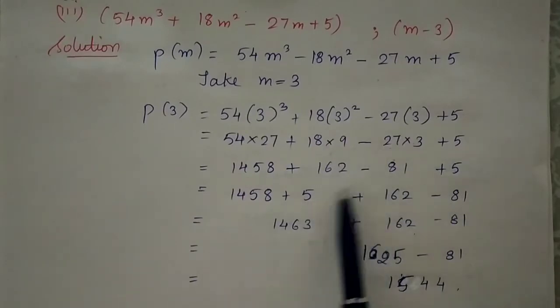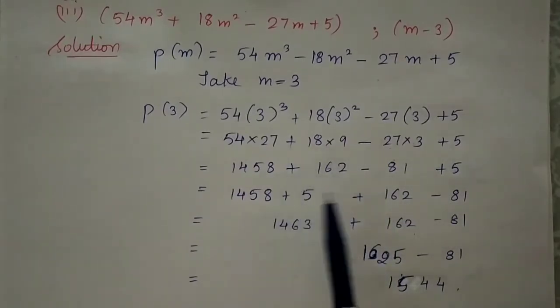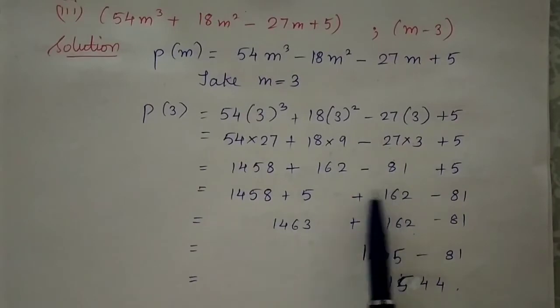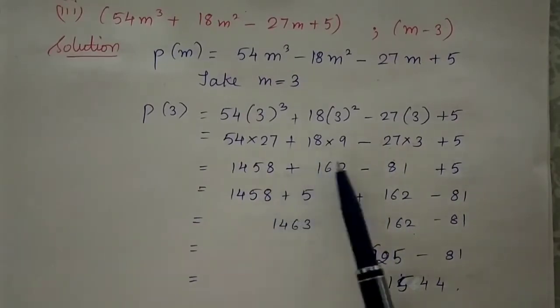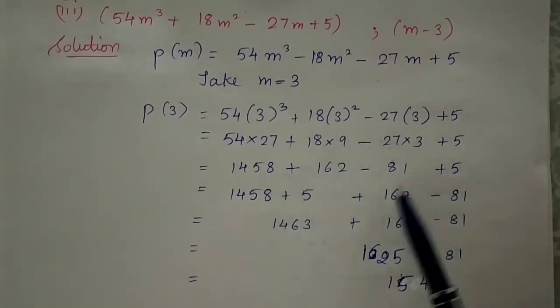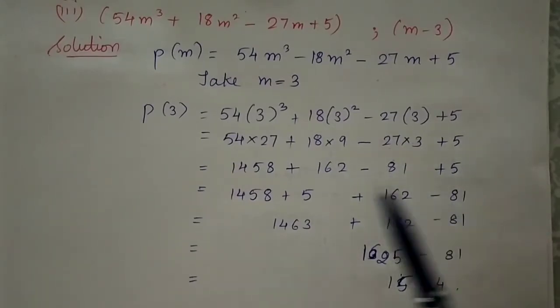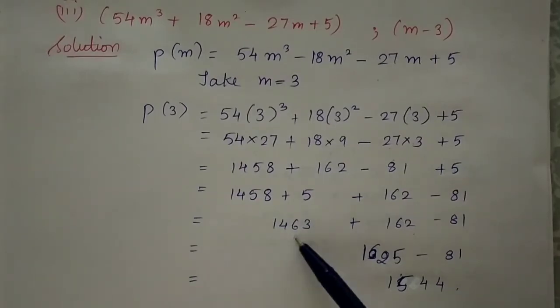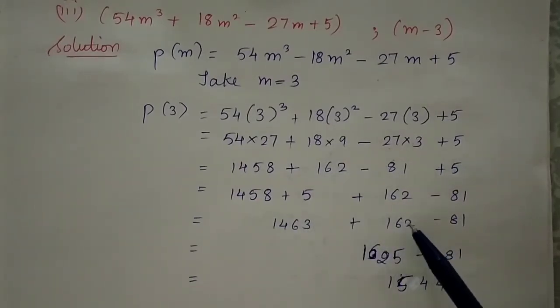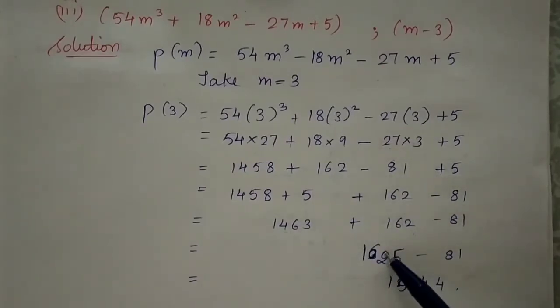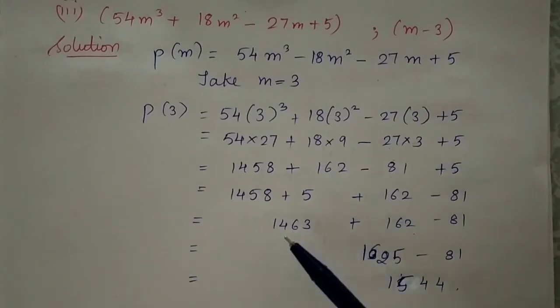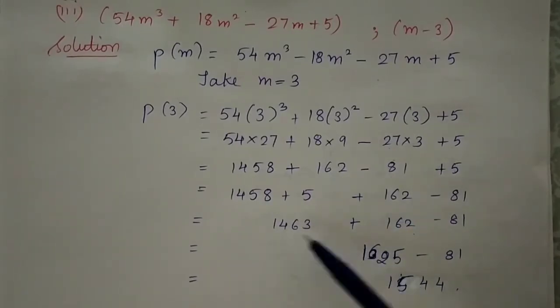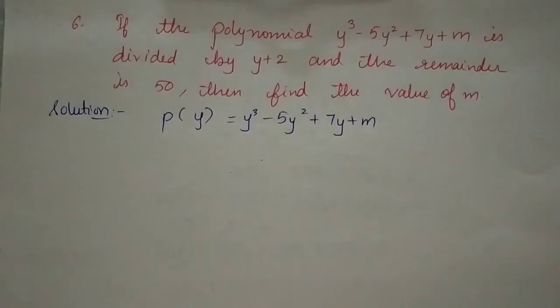I've rearranged it, but it's not necessary. 1458 plus 162 plus 5, and you write down minus 81. So when you solve this, 1458 plus 5 is 1463, and then you add to this 162. 3 plus 2 will give you 5, 6 plus 6 will give you 12, 1 is carried, 1 plus 1 will be 2, and 4 plus 2 will be 6, and this is 1, minus 81. So when you solve this, you will get the answer 1544.